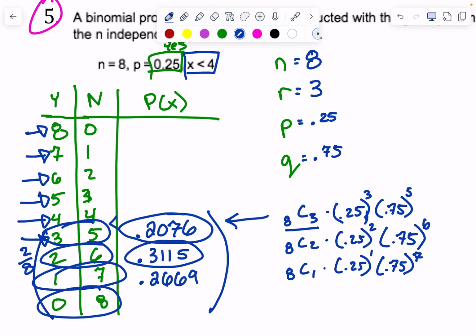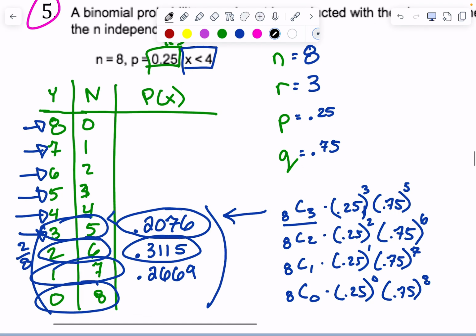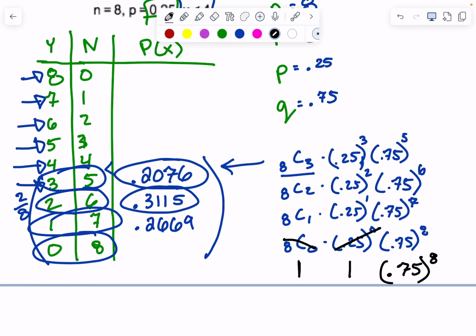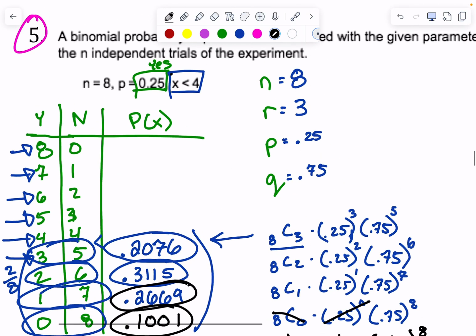Last one, 8C0 times 0.25 to the 0 times 0.75 to the 8. Again, 8C0 is the same thing as 8C8. How many ways can you choose 0 of 8? 1, it's choosing none. What's 0.25 to the 0 power? 1. So really you only have to worry about 0.75 to the 8th power, which is 0.1001.